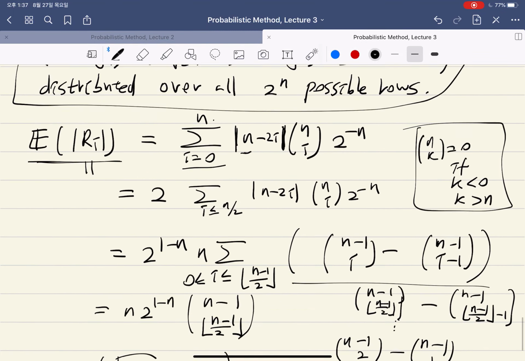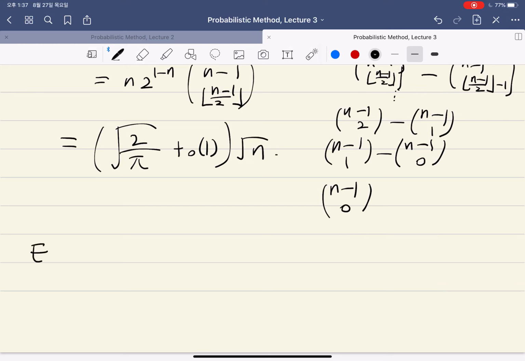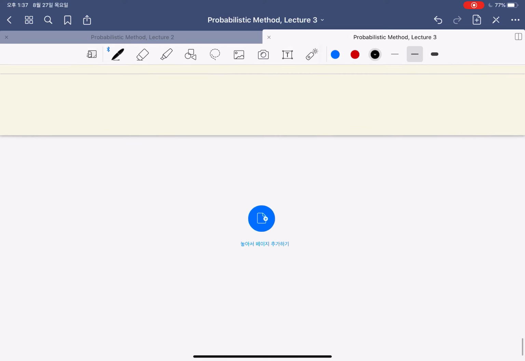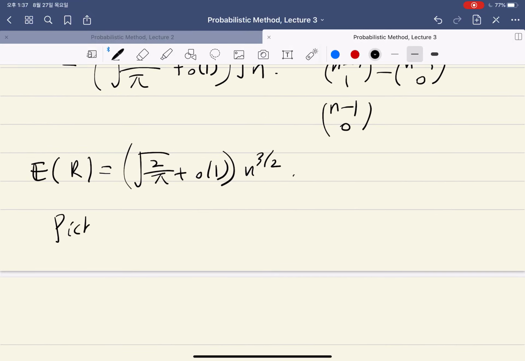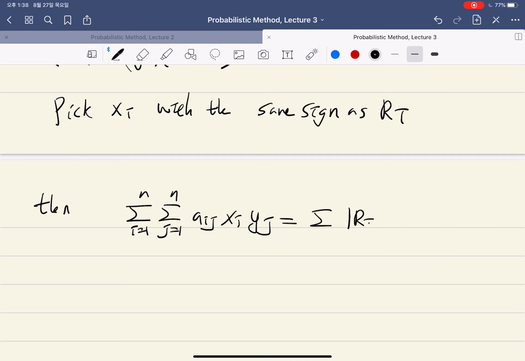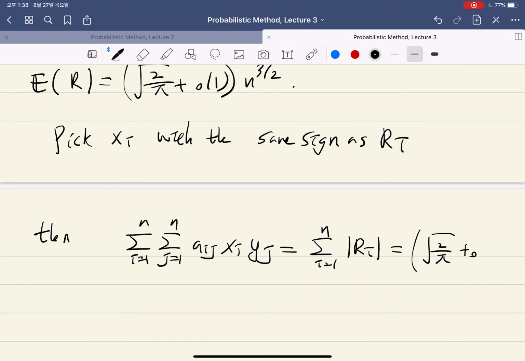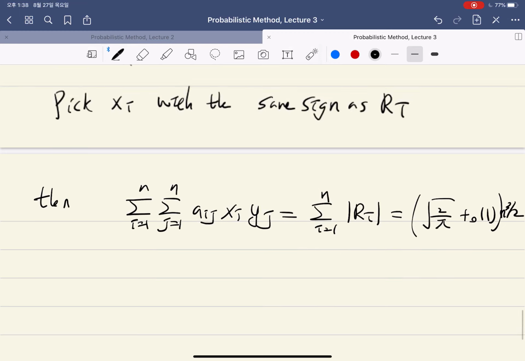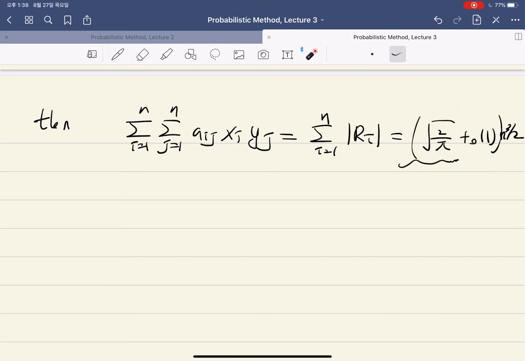So, you know this expectation, and by the linearity of expectation, what do we know? Expectation of R is square root of 2 over pi times n to the 3 over 2, plus a lower order term. So now we pick xi with the same sign as ri. Then the desired summation is exactly the same as R, and you get this number. And if you compute the number, this number is slightly smaller than 1.